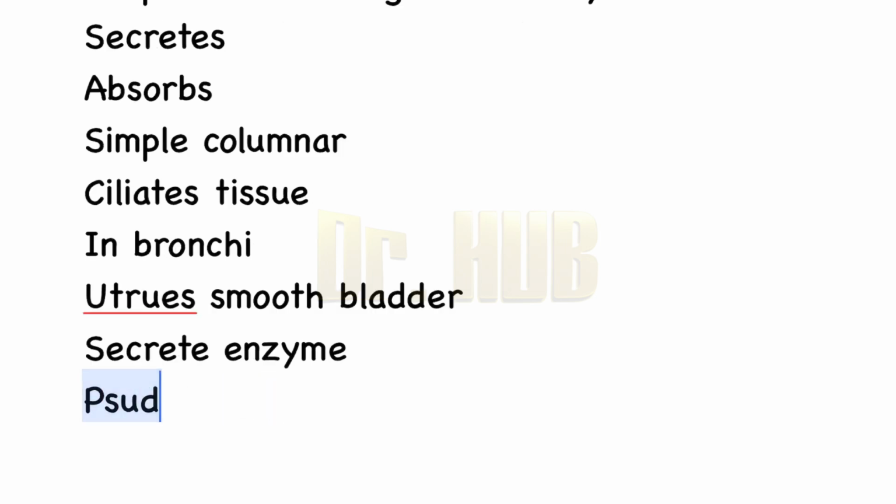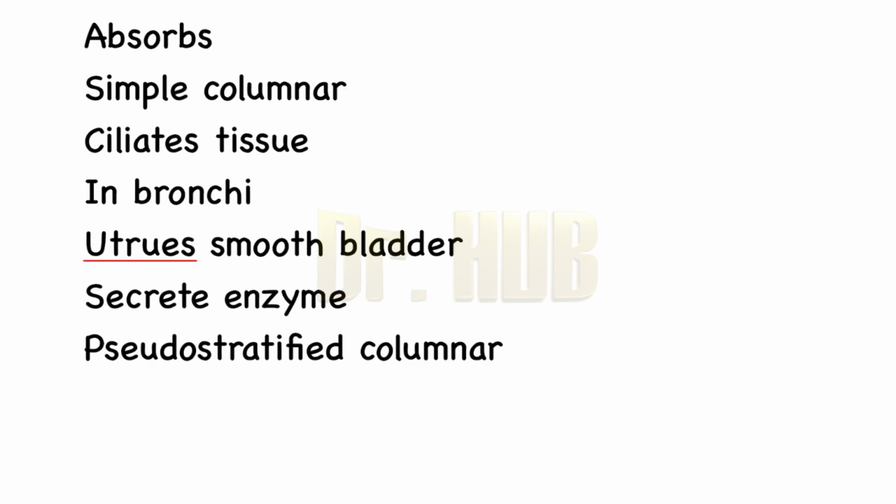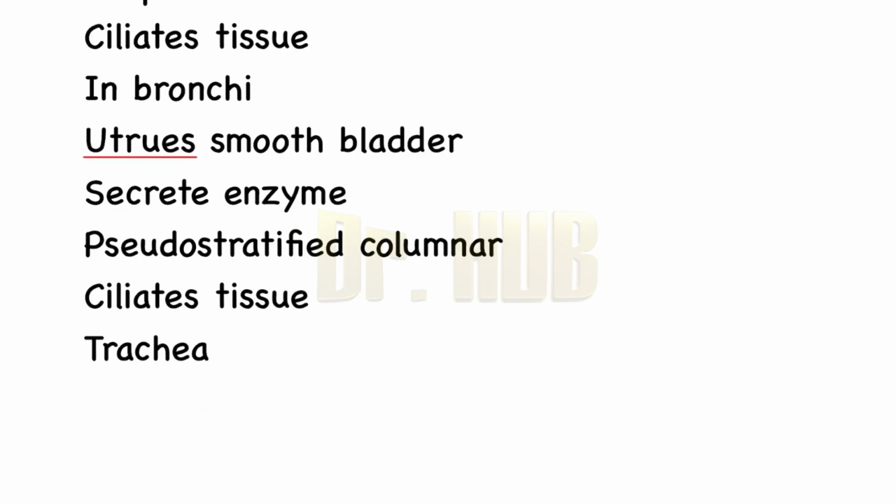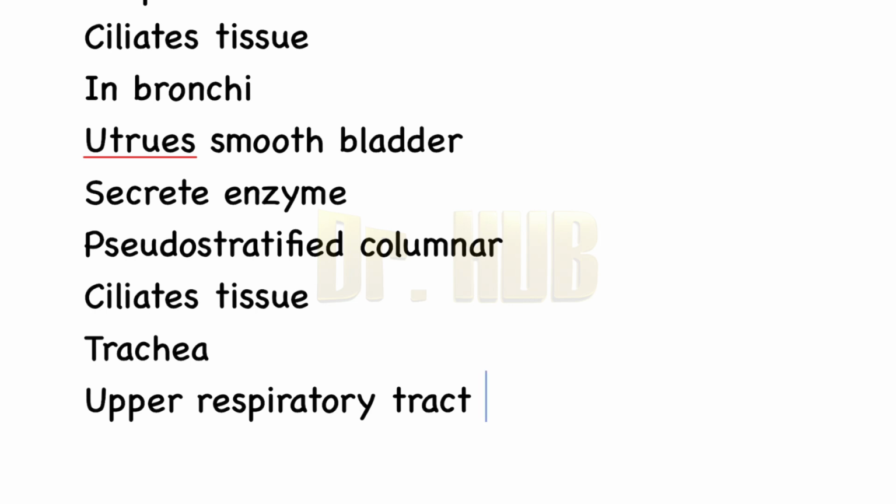Then comes the pseudostratified columnar. Pseudostratified columnar is a ciliated tissue and it lines the trachea and much of the upper respiratory tract. So here, the trachea, the upper respiratory tract. This was the pseudostratified columnar epithelium.